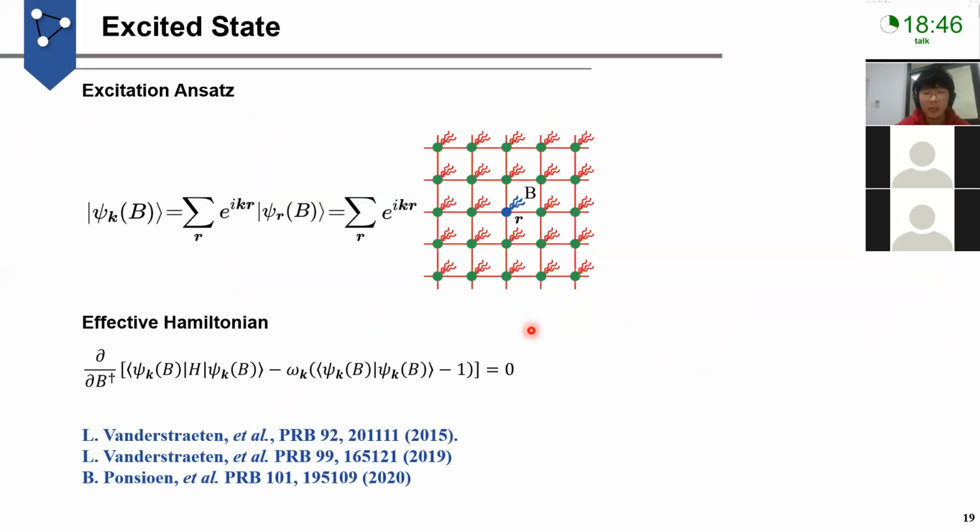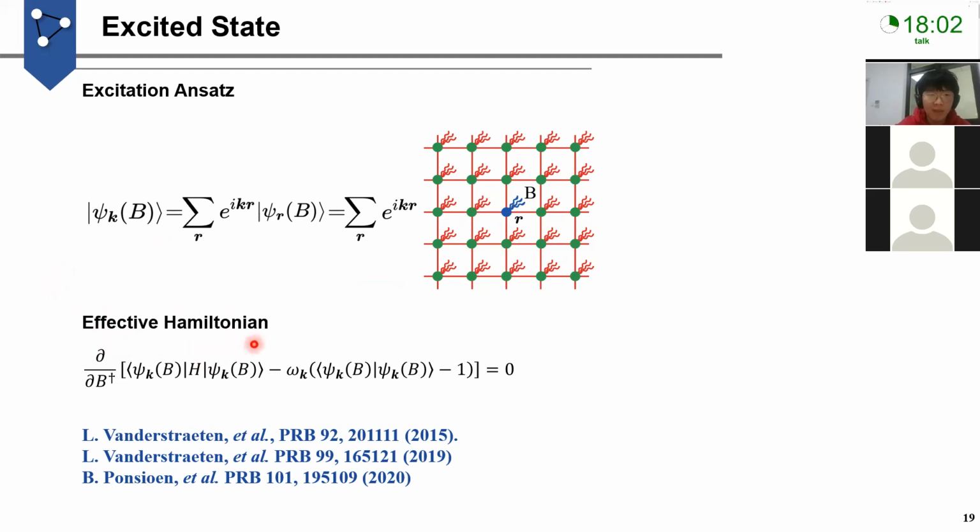The excitation based on the iPEPS ground state was proposed earlier by Vanderstraeten in 2015. It's a tensor-network version of the single mode approximation. It can be done by replacing a single site of the ground state by impurity tensors and linearly composing them together to form the eigenstate of translation operators, so that we can calculate the excitation energy in each momentum sector.